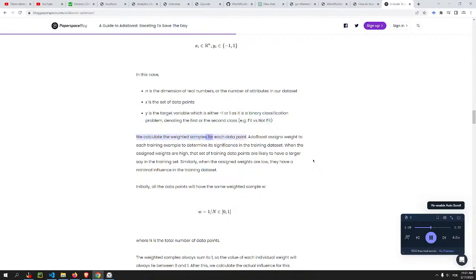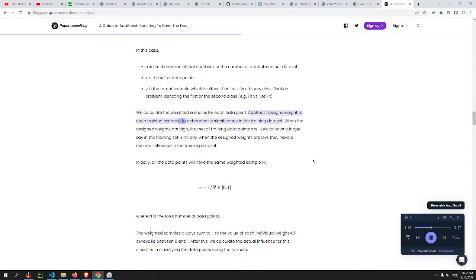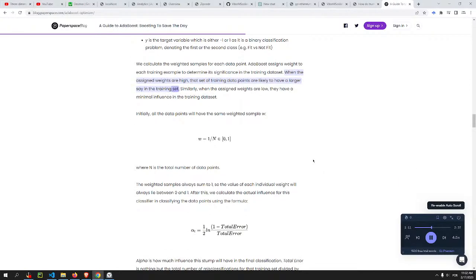We calculate the weighted samples for each data point. AdaBoost assigns weight to each training example to determine its significance in the training dataset. When the assigned weights are high, that set of training data points are likely to have a larger say in the training set. Similarly, when the assigned weights are low, they have a minimal influence in the training dataset.